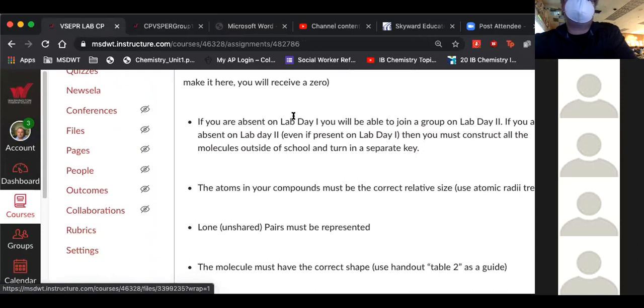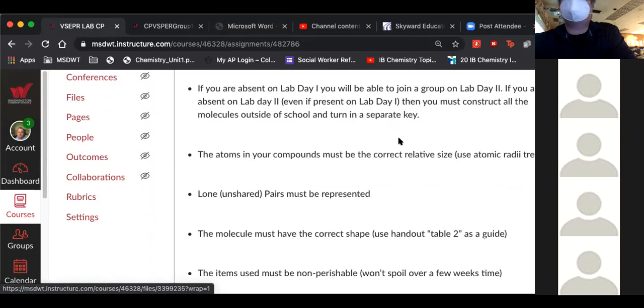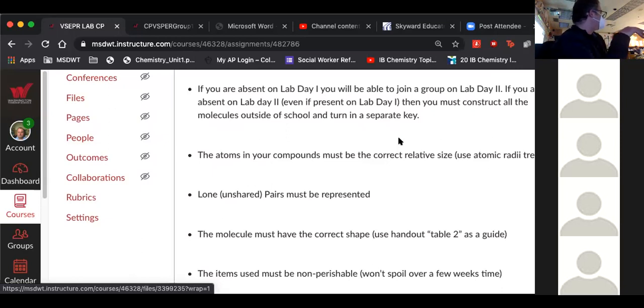Tomorrow is day 1 of the lab. So if you're absent tomorrow, you will be able to join a group on day 2, which is asynchronous Monday, if they can find you. If you're absent on asynchronous day, then you'll have to construct this all on your own. Since it is asynchronous, basically I will just open up the Canvas all day and have groups on there, and then you'll be able to join into those groups.